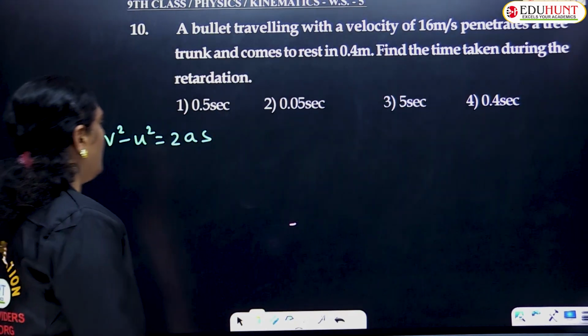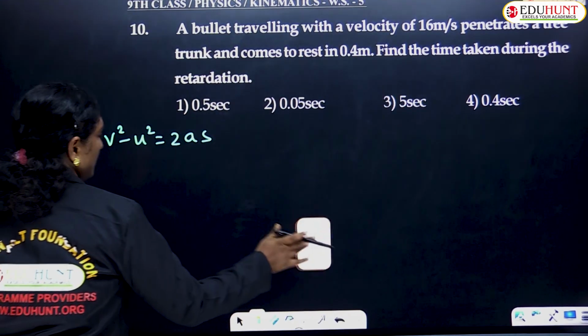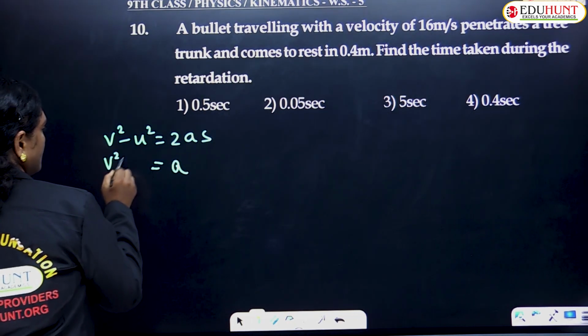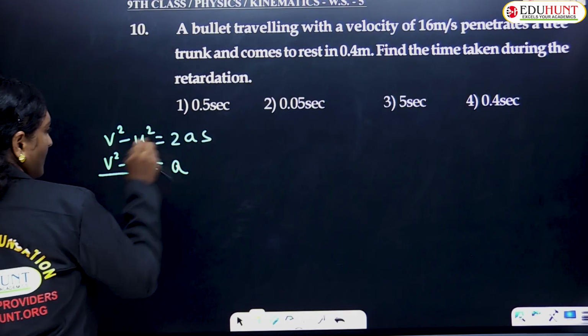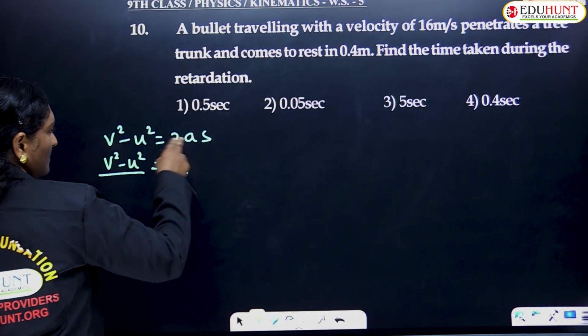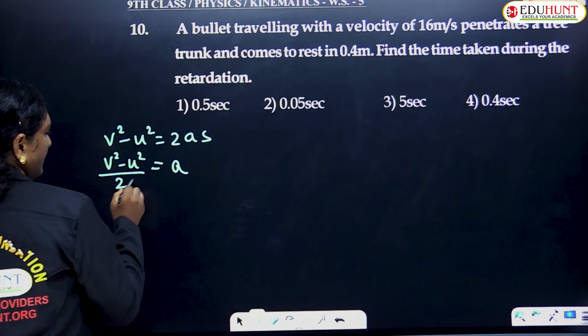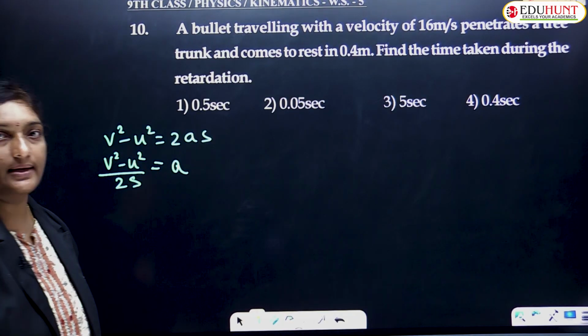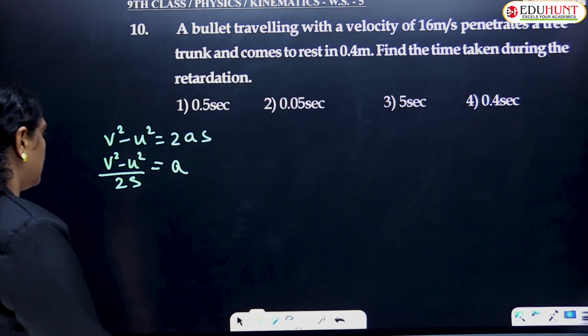So first of all, with this formula, what is the value of A, children? A is found to be V square minus U square by, bring the 2 and S to the other side, then this will become 2S. So the formula for A is V square minus U square by 2S.